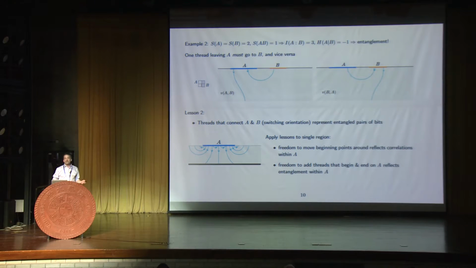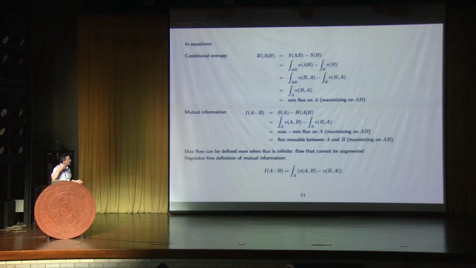Okay, so that's a lot of toy examples, pictures, words. Maybe you want to see some equations. So what follows is general. You get a very nice formula for the conditional entropy in general, which is that it's the minimum flux on A subject to maximizing on AB. So that's the number of threads that are stuck to A that won't move off it.